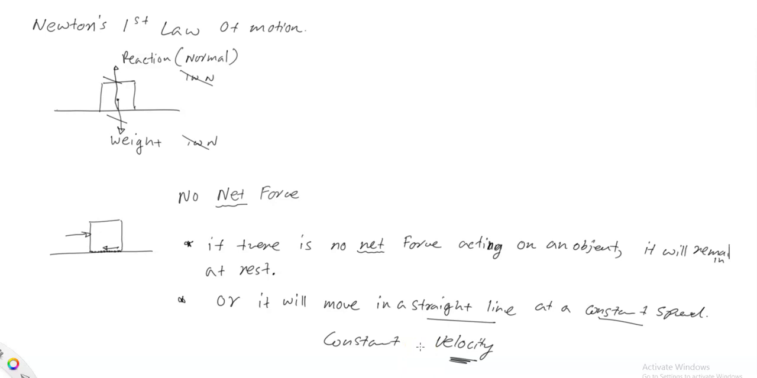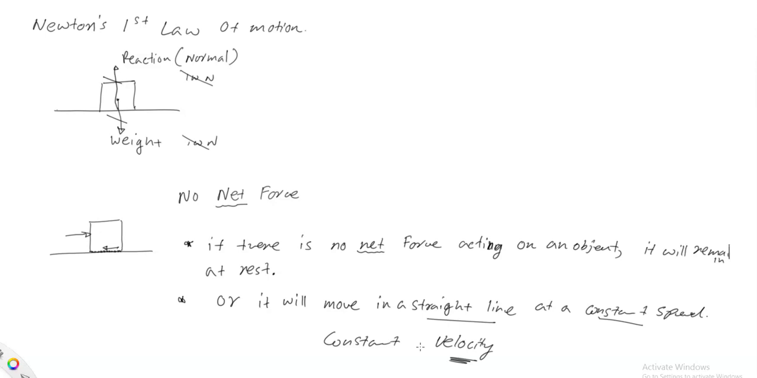So as long as there is no net force, things can remain at rest, or they can move at a constant velocity. Means they can go in a straight line with the same speed. Now, the first part is okay. We all agree that as long as there is no force, things won't move. Now, the second part, it's hard to find 100% accurate examples around us.